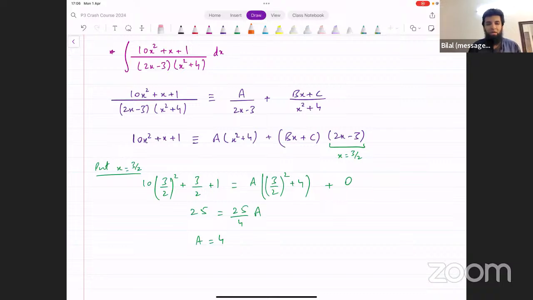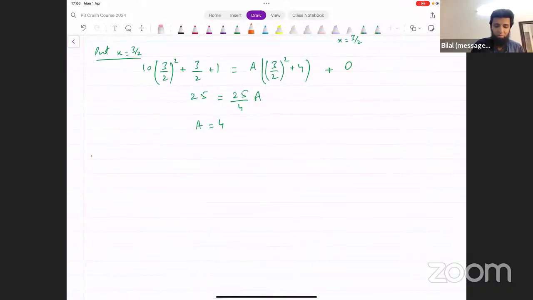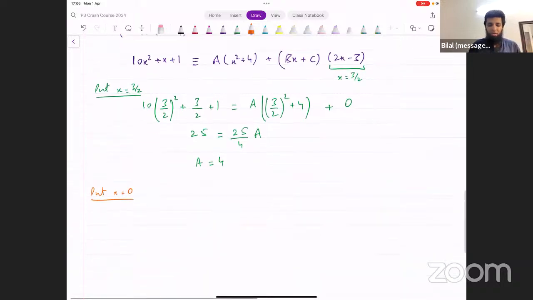We have run out of brackets. What else can we do? Now we can input x equal to 0, because when we input x equal to 0, b will get eliminated, right? Because b has x multiplying. Then we can find the value of c. Let's try that. We input x equal to 0. This is partial fraction. We've done this before.